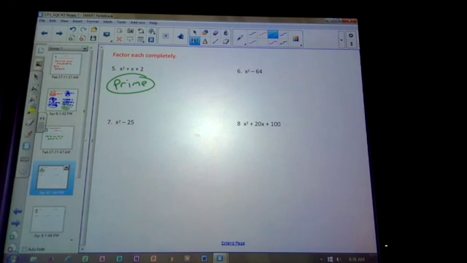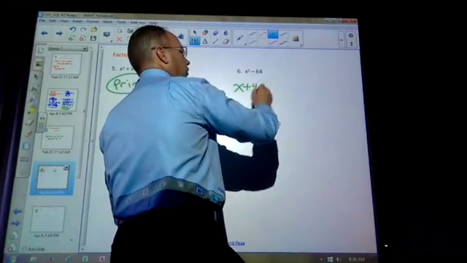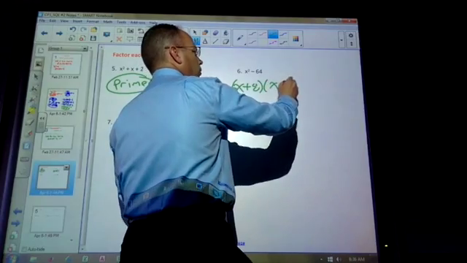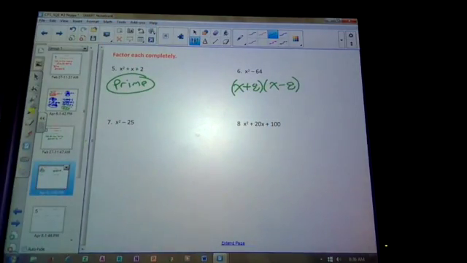Number 6. Yeah, it'll factor. What does it factor to? X plus 8, x minus 8. There you go. X plus 8, x minus 8. Difference of two squares. You guys okay with that? Two terms separated by a subtraction sign. The terms happen to be perfect squares. X squared is a perfect square because x times x is equal to that. 64 is a perfect square because 8 times 8 is 64.